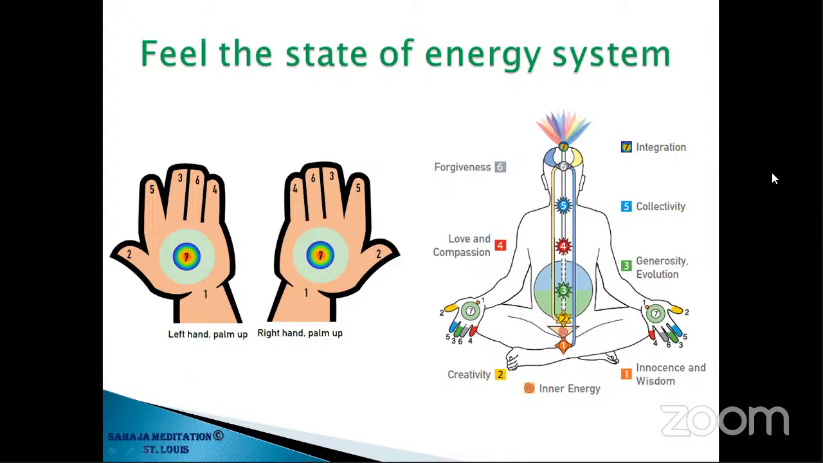Number 1, Muladhara. Number 2, Swadhisthana. Number 3, Nabhi. Number 4, Anhat. Number 5, Vishuddhi. Number 6, Agnya. And number 7, Sahasrara.